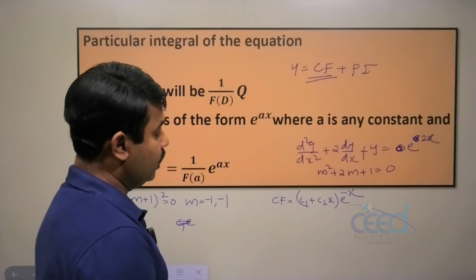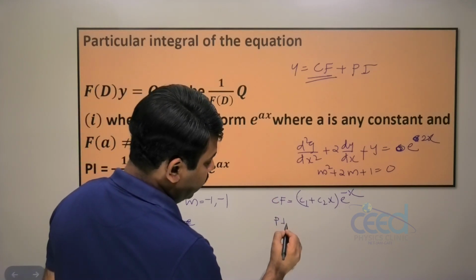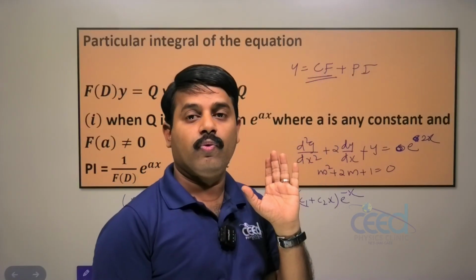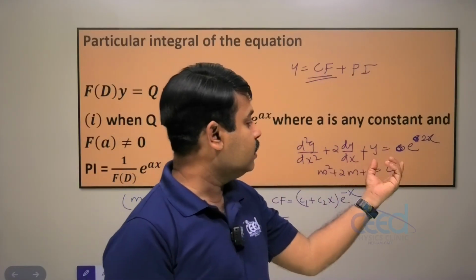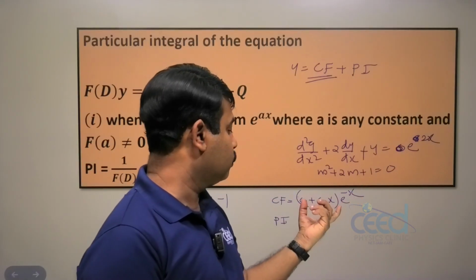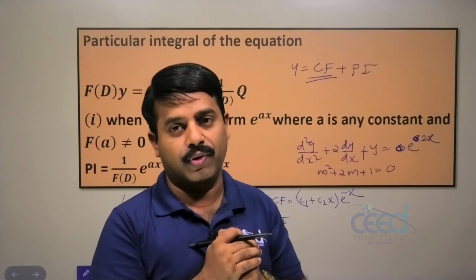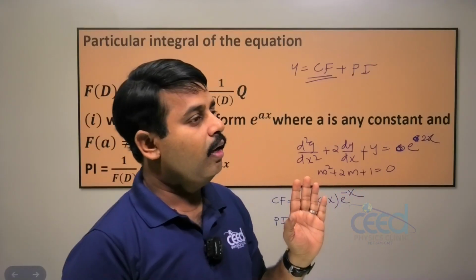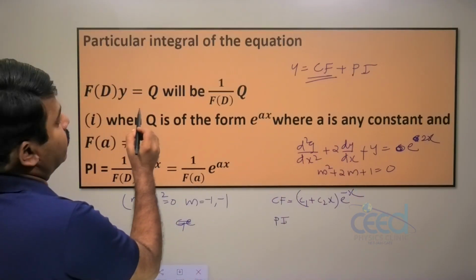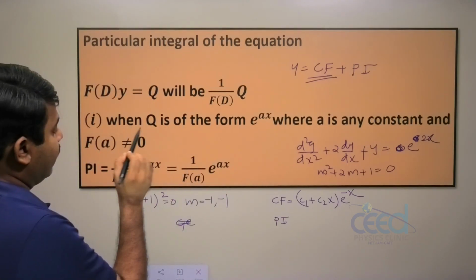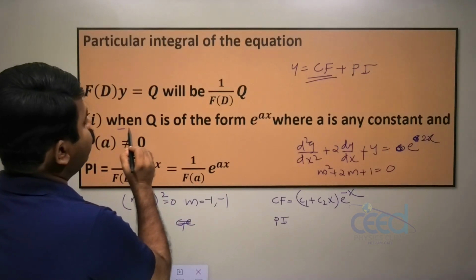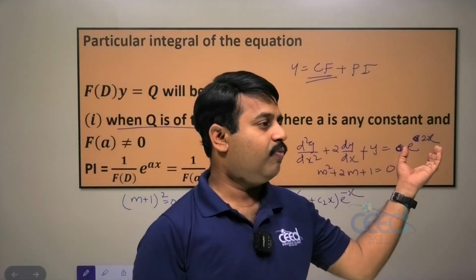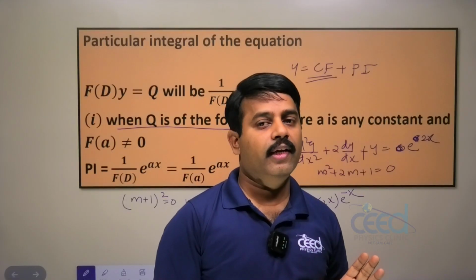This is the complementary function. Now we need to find a particular integral. Then by adding both, you get the entire solution of the differential equation. If this part is 0, then the complementary function alone is the solution. If the right hand side q is in the form of e raised to ax, that is our condition.